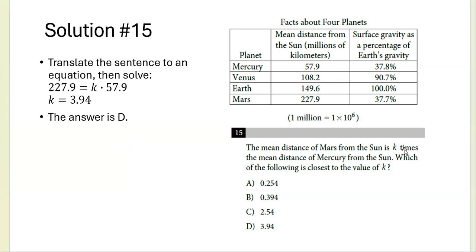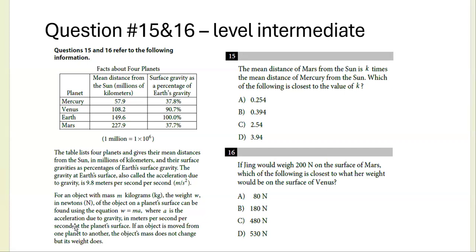So k times the mean distance of Mercury from the sun. That is 57.9. What's the value of k? Just solve for k, divide by 57.9 on both sides. k is 3.94. Answer is D. Okay, so this is a classic example of you don't need to read all this stuff.